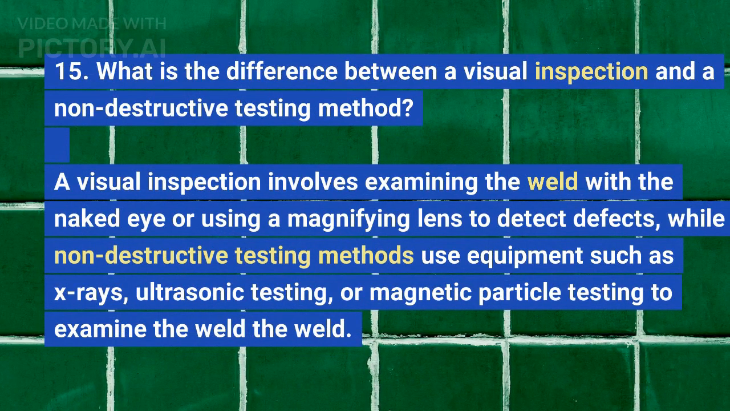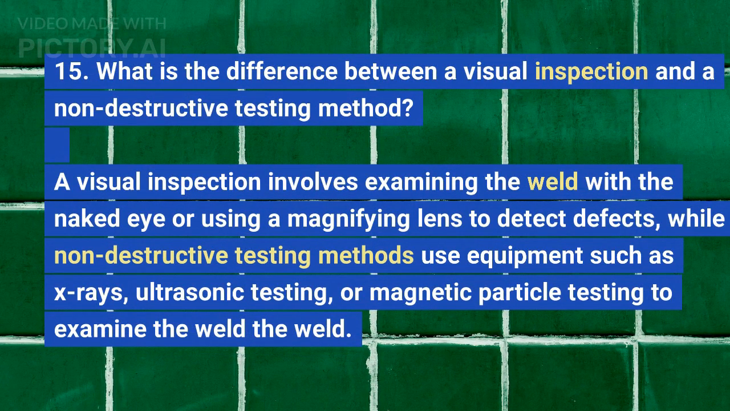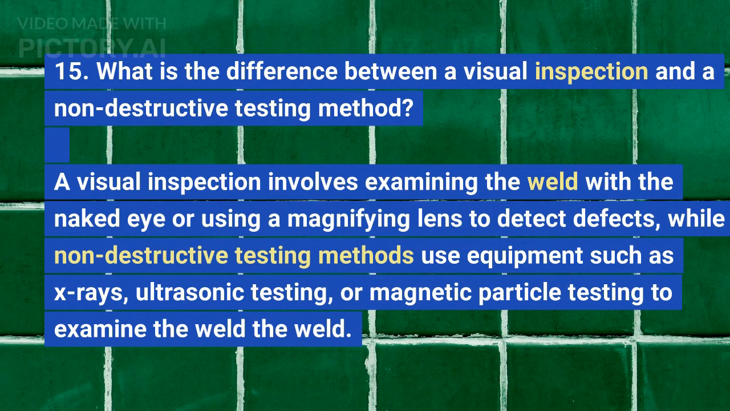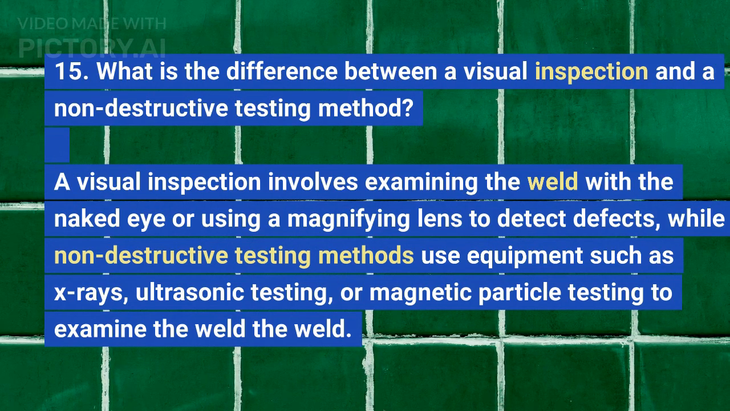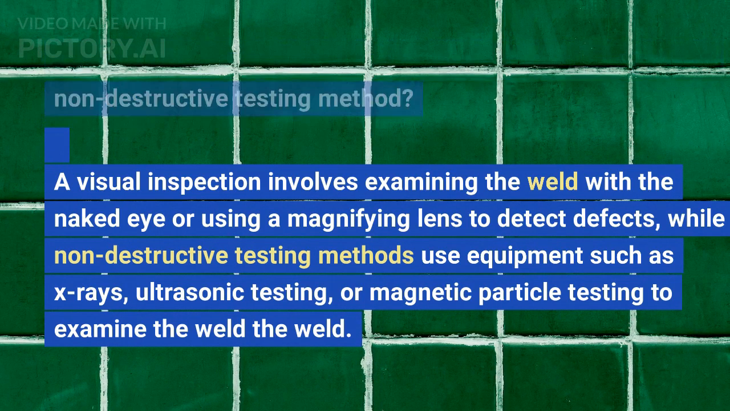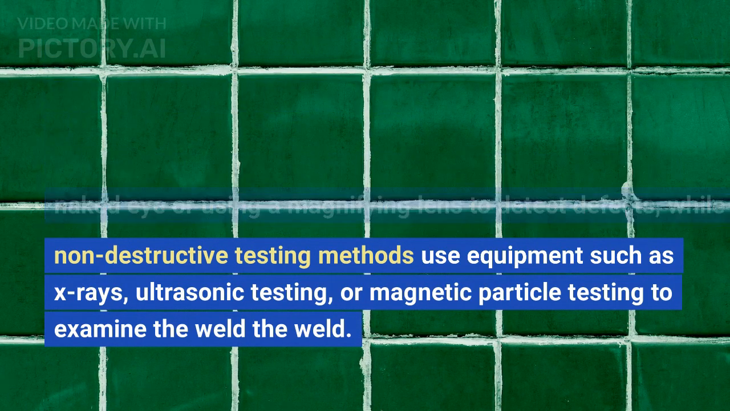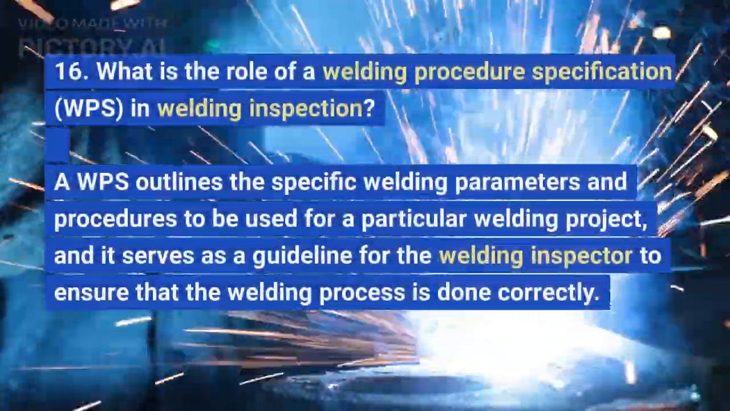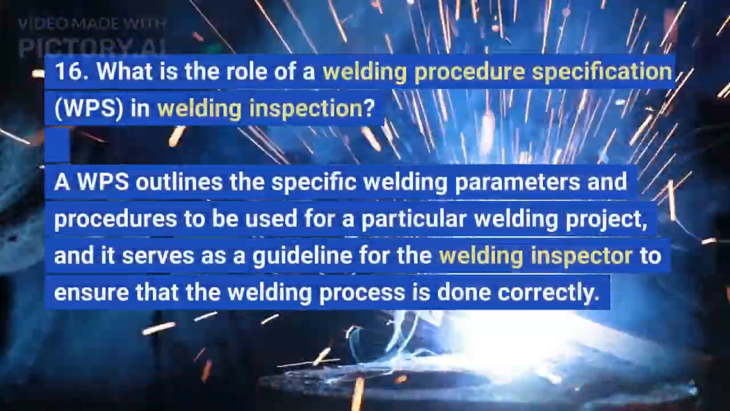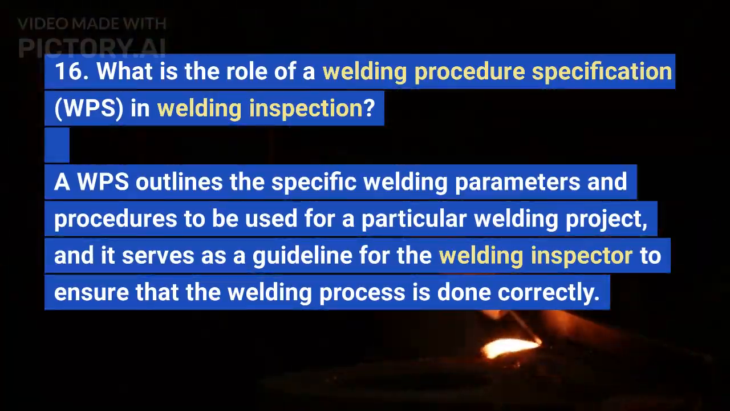A visual inspection involves examining the weld with the naked eye or using a magnifying lens to detect defects, while non-destructive testing methods use equipment such as X-rays, ultrasonic testing, or magnetic particle testing to examine the weld. 16. What is the role of a welding procedure specification, WPS, in welding inspection?